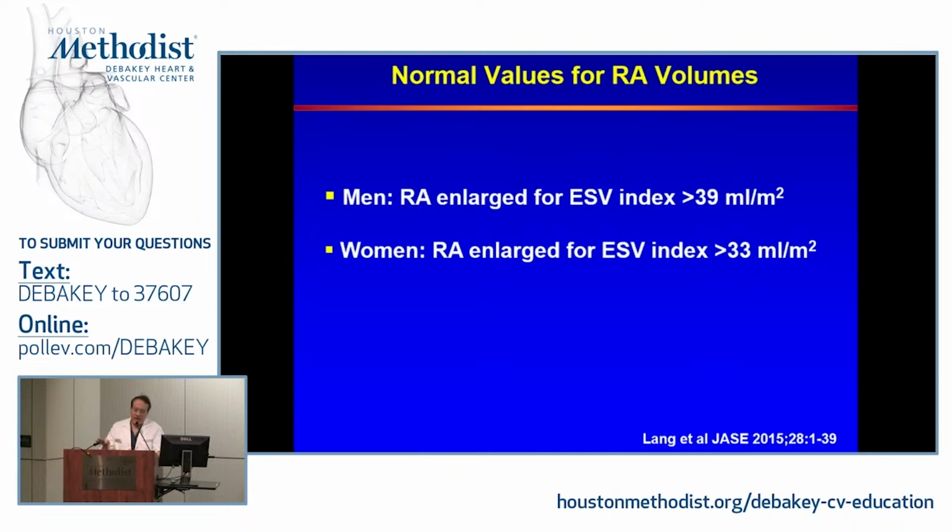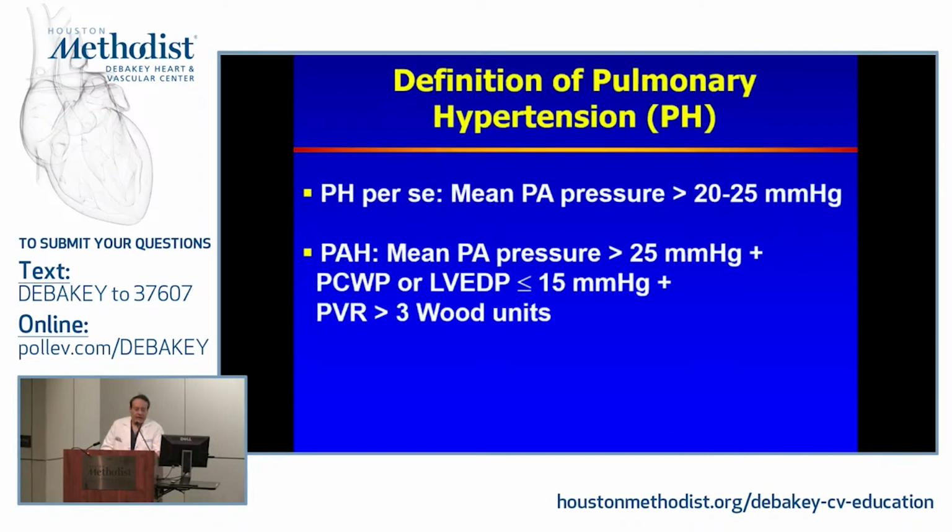If you're just doing area, the upper limits of normal is 18 centimeters squared. Dimensions are not recommended, though the upper limits of normal for the septal to lateral is 4.4 centimeters, and for superior to inferior is 5.3. So let us move now to the pulmonary hypertension evaluation.